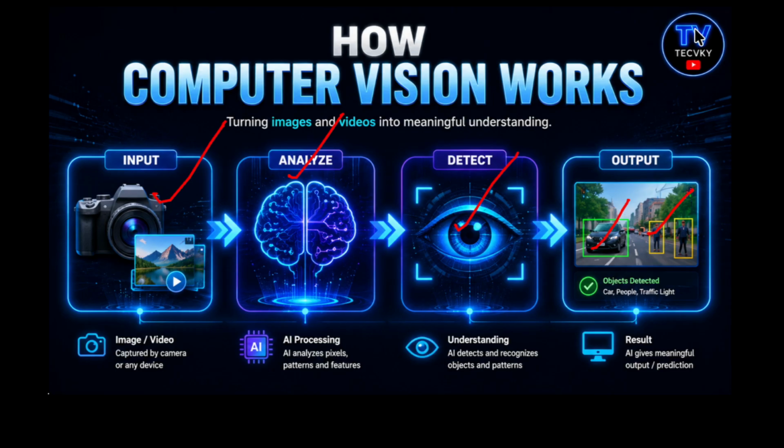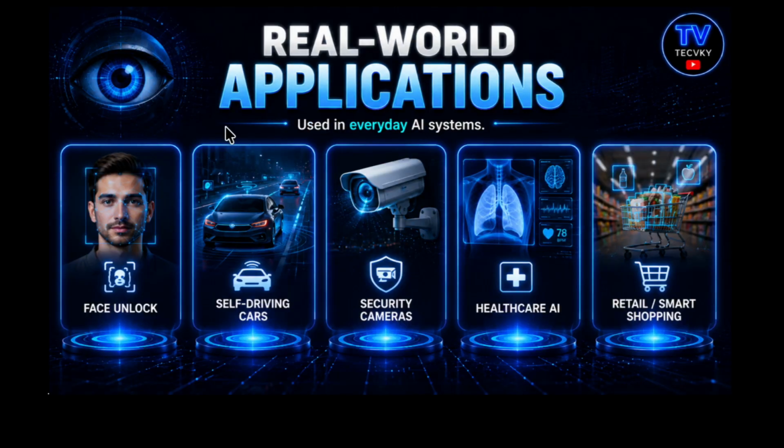Now that we understand how computer vision processes images and videos, let's look at some of the tasks it can perform in real world applications. Okay. Computer vision is widely used today, like face unlock on smartphones, medical image analysis, security surveillance systems, traffic monitoring and self-driving vehicles, smart shopping, etc. So these applications use computer vision to interpret visual information and make smart decisions.